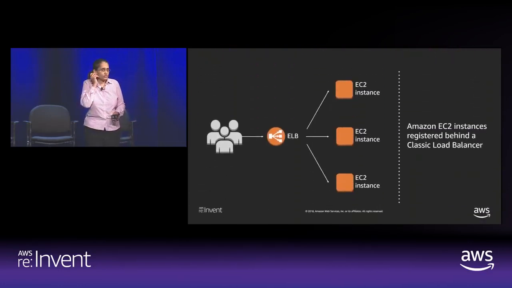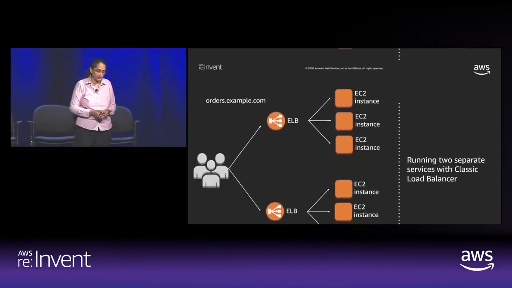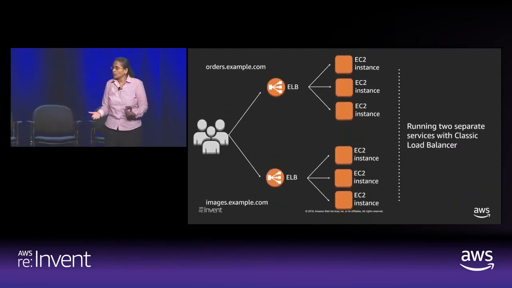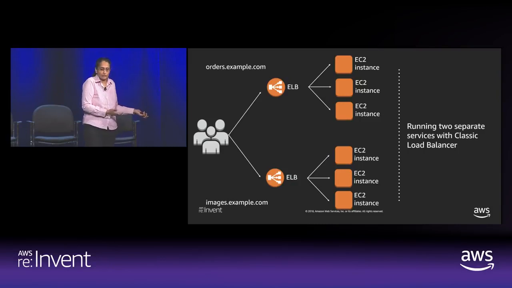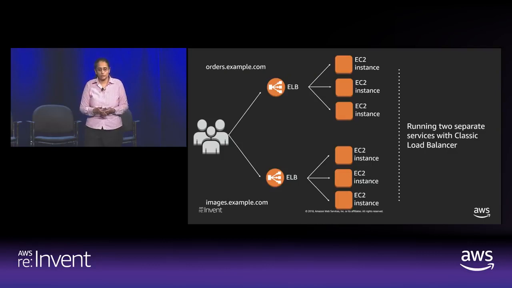If you look at how it was done with a classic load balancer, you had an application, you instantiate a load balancer, and you host the application behind the load balancer. If you had one more application, you had to launch yet another load balancer and use DNS to route to one of these load balancers. In this example, if you had orders and images, two different applications, you had to instantiate two different load balancers and route them through DNS.